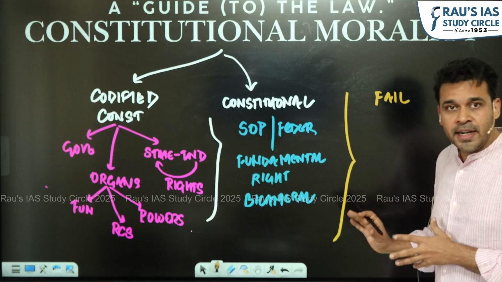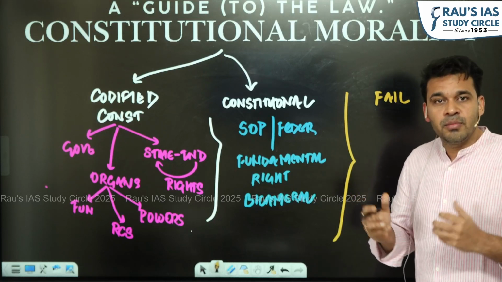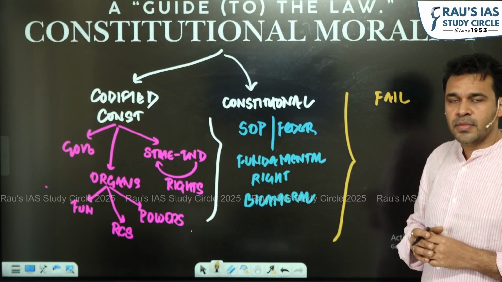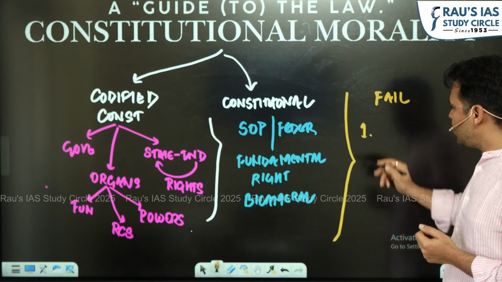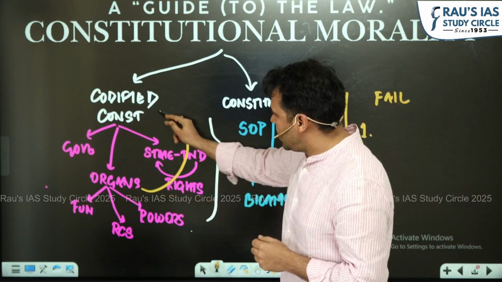Why do codified constitutions fail? There are ample reasons as to why codified constitutions would fail. Just as a starter, you can see that codified constitutions provide a mechanism for their own amendment.